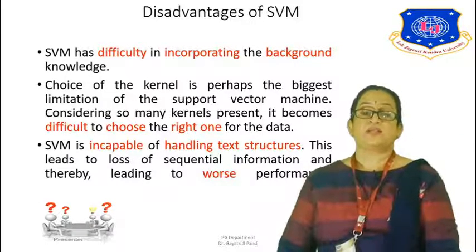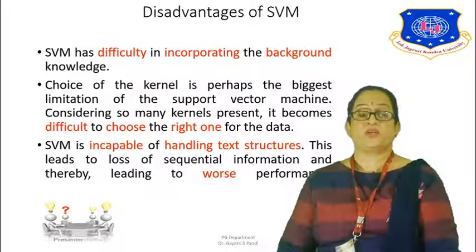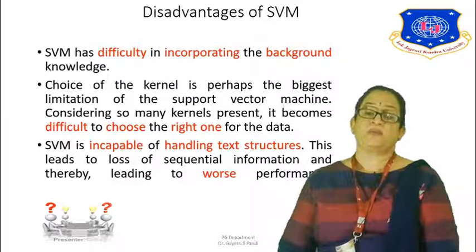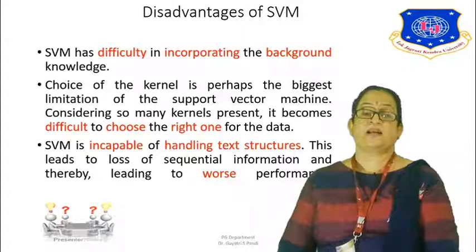So SVM is incapable of handling text structures, right? So this leads to loss of sequential information and thereby leading to worse performance. So it can have worse performance at times when it is basically handling text structures.